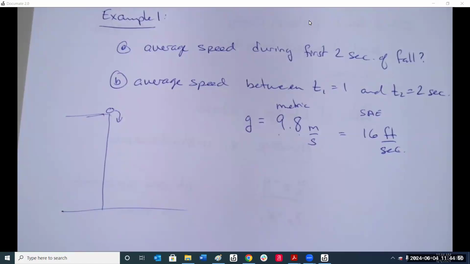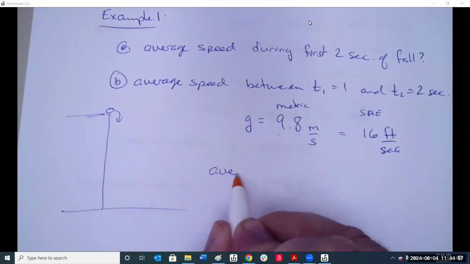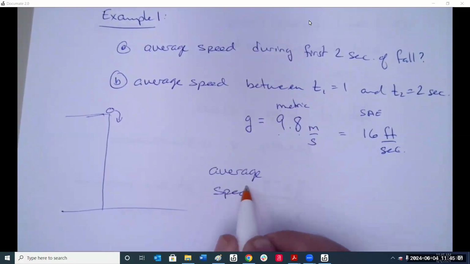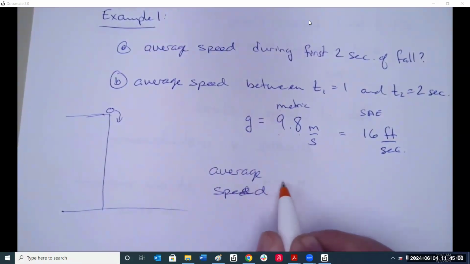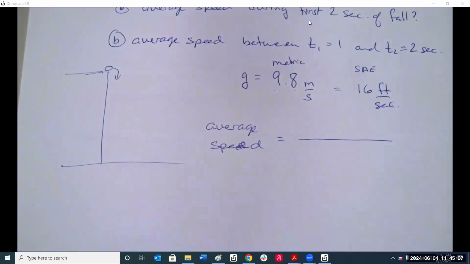All right, so what formula are we going to use to figure out our speed? Average speed. What formula are we going to use?